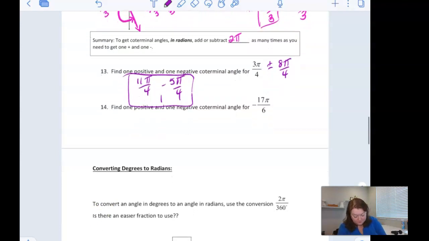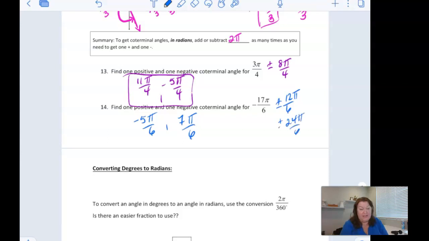Okay, in the next one, I'm in sixths, so I'm going to be adding or subtracting 12 pi over 6. So if I subtract 12 pi, I'm going to get negative 5 pi over 6. And if I subtract again, I'm going to have another negative. They want a negative and a positive, so I'm going to have to add another 12 pi over 6 to the one I just found. So if I'm already at negative 5 pi over 6 and I add another 12, I'm going to be at 7 pi over 6. So I'm going to end up adding 24 pi over 6 because it had already gone around in the negative direction more than once. But in this case, we have to add twice to get a positive and a negative.